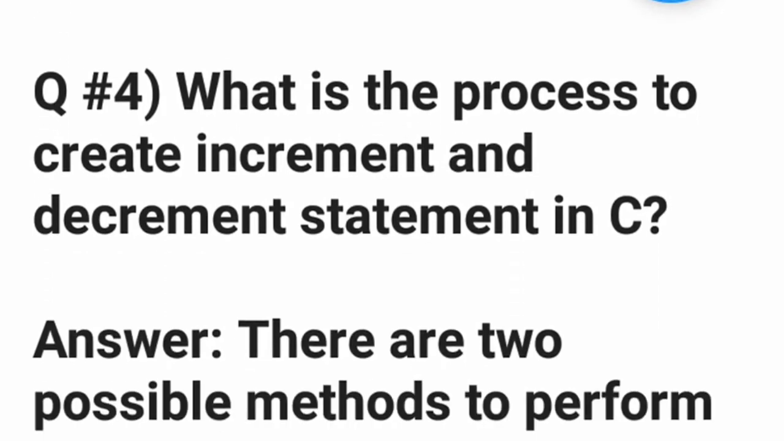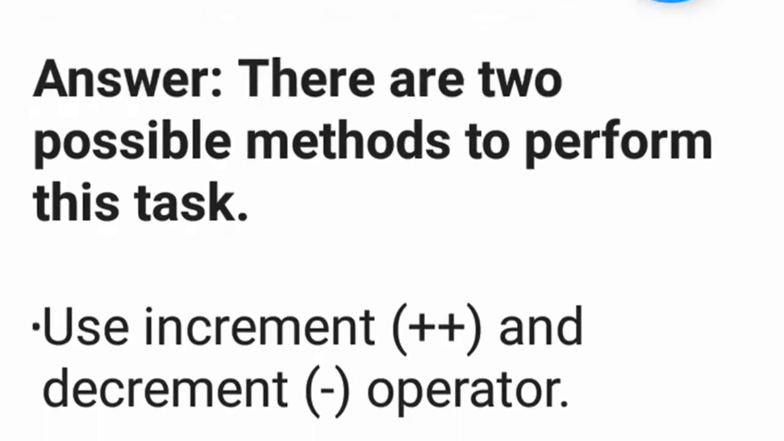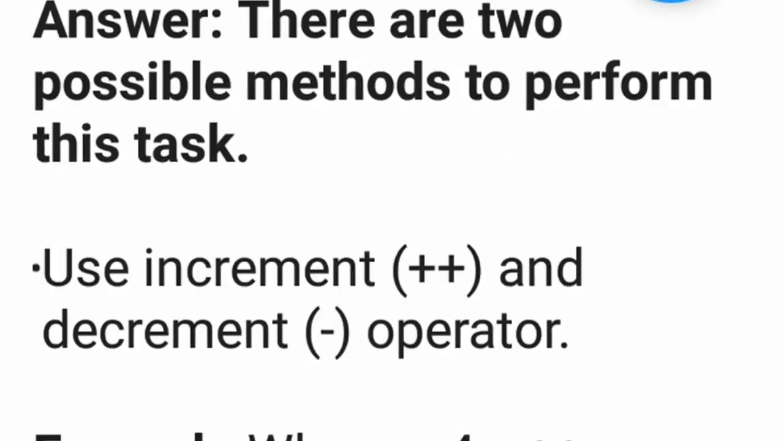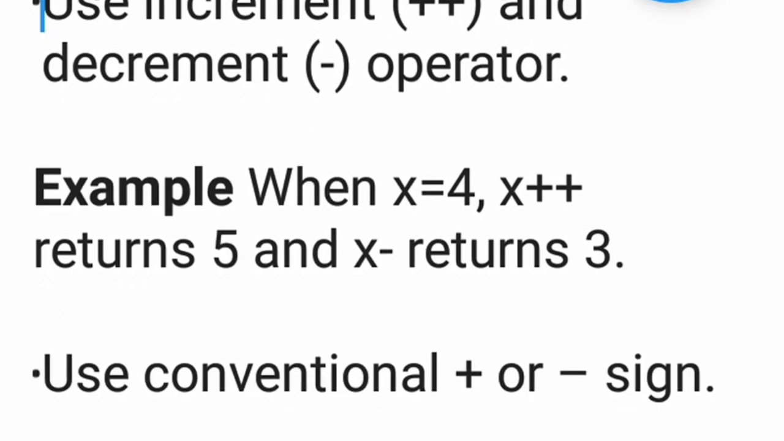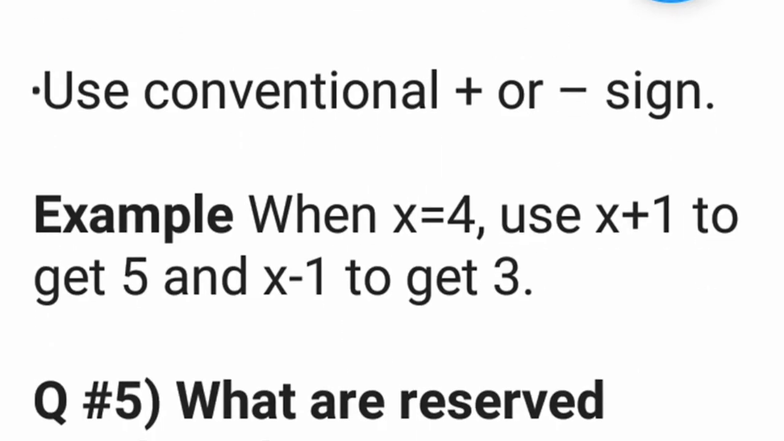Use increment and decrement operator. Example: when x equals 4, x++ returns 5 and x-- returns 3. Use conventional plus or minus sign. Example: when x equals 4, use x plus 1 to get 5 and x minus 1 to get 3. Q number 5, what are reserved words in a programming language?